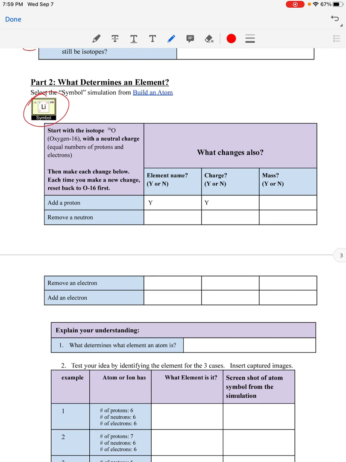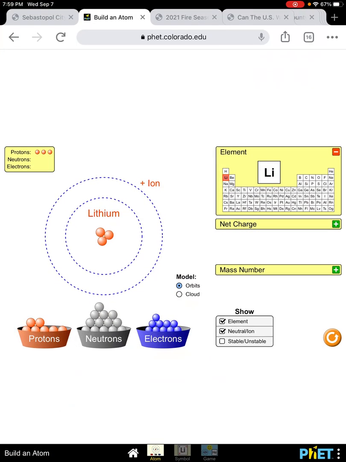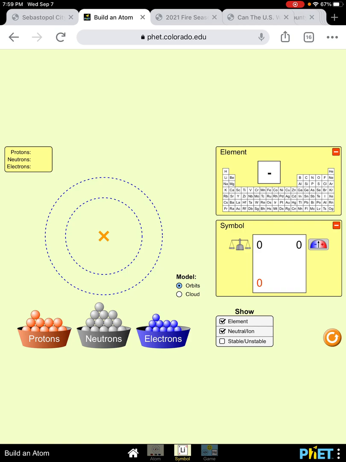So let's go back to the simulation, and it tells us to start with an oxygen isotope, O16. Now remember, the 16 actually refers to the mass number, not the atomic number. So the number of protons plus neutrons is the mass number. So let's try that together. Lithium. Oh, no, I'm sorry, oxygen. So I have to go to a different simulation. I'm going to go to this simulation here. And I'm going to build an oxygen.